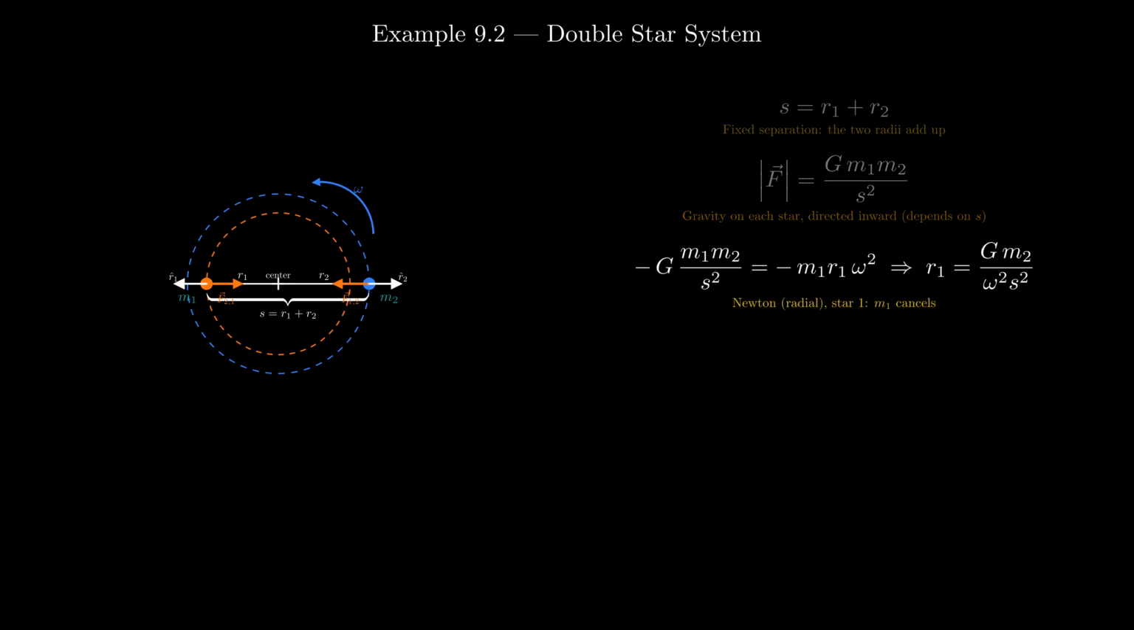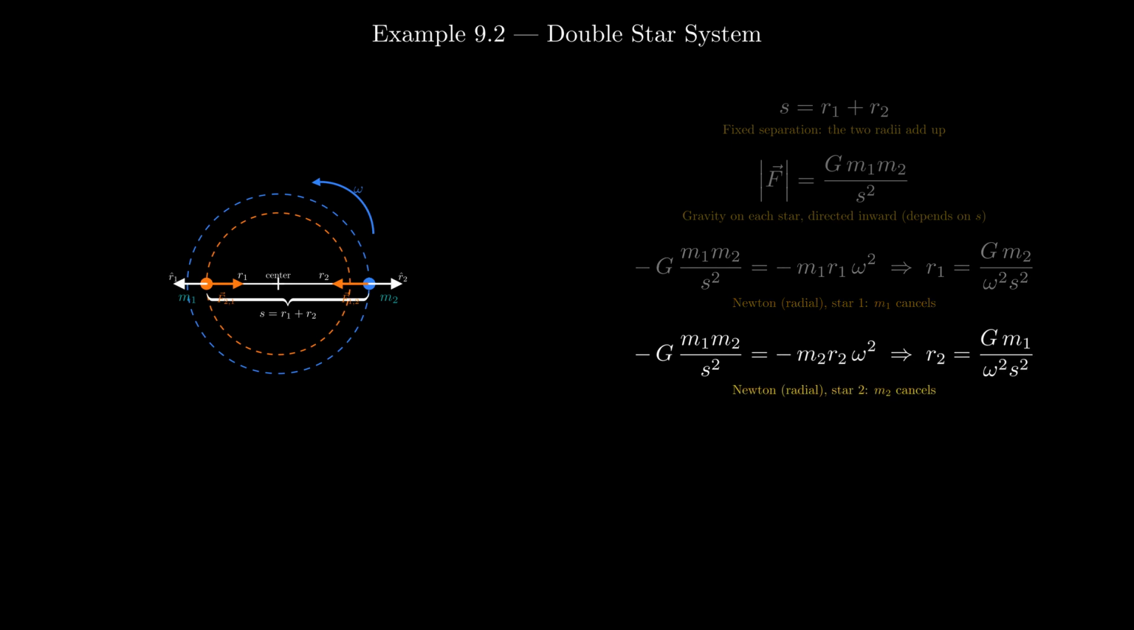Apply Newton's second law to star 1 along its radial direction. The inward gravitational force equals its mass times its centripetal acceleration. Negative G m sub 1 m sub 2 over s squared equals negative m sub 1 r sub 1 omega squared. The mass m sub 1 cancels, and solving for r sub 1 gives r sub 1 equals G m sub 2 over omega squared s squared. Do the same for star 2. Negative G m sub 1 m sub 2 over s squared equals negative m sub 2 r sub 2 omega squared. So r sub 2 equals G m sub 1 over omega squared s squared.